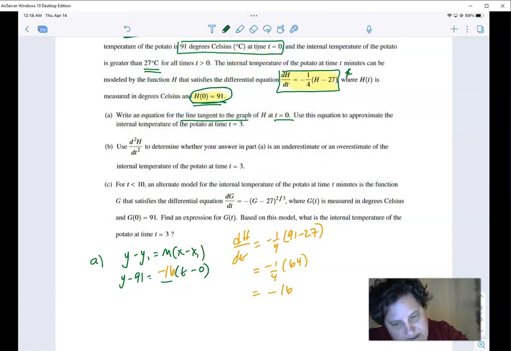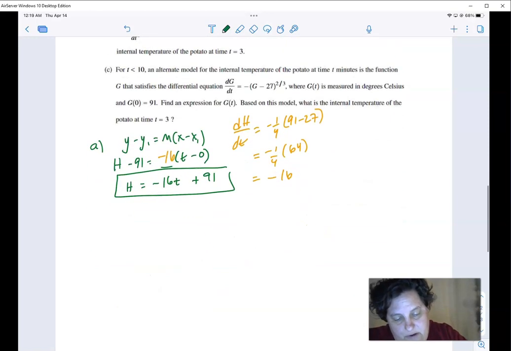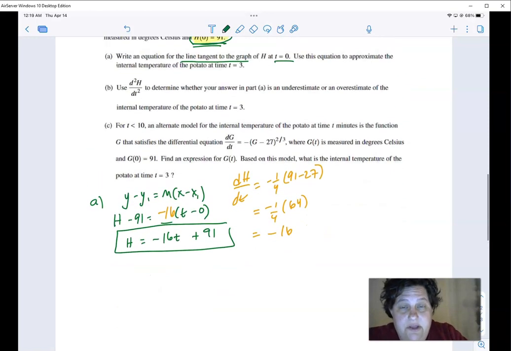Just to not be confusing, instead of x, I'm going to go ahead and use t for time. And instead of y, I'm going to go ahead and use h for hot, right? The heat. All right? We're chilling. You can leave it exactly like that if you want. You could add the 91 to the other side and look fancy, but you don't have to do that. There we go. Oh, that's not my final answer, though.